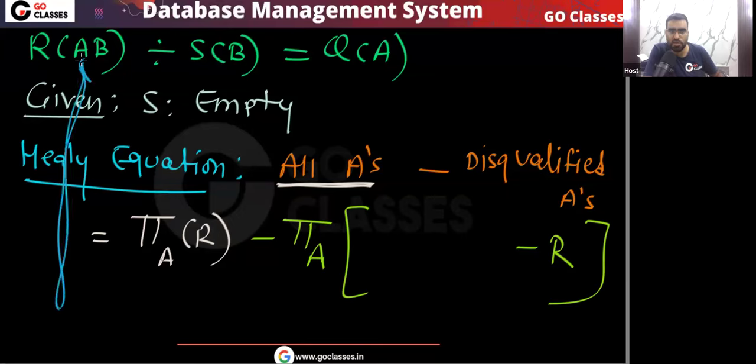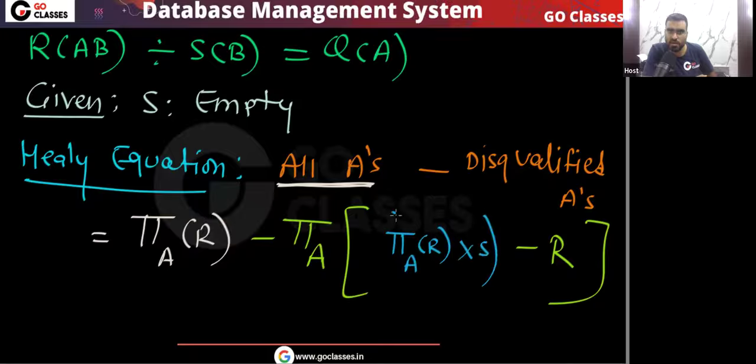Ideal means A values should pair with every S value. So ideally, the A values of R cross product with S minus. Remember, this is ideal, this is actual. Okay, so like this. Very simple.